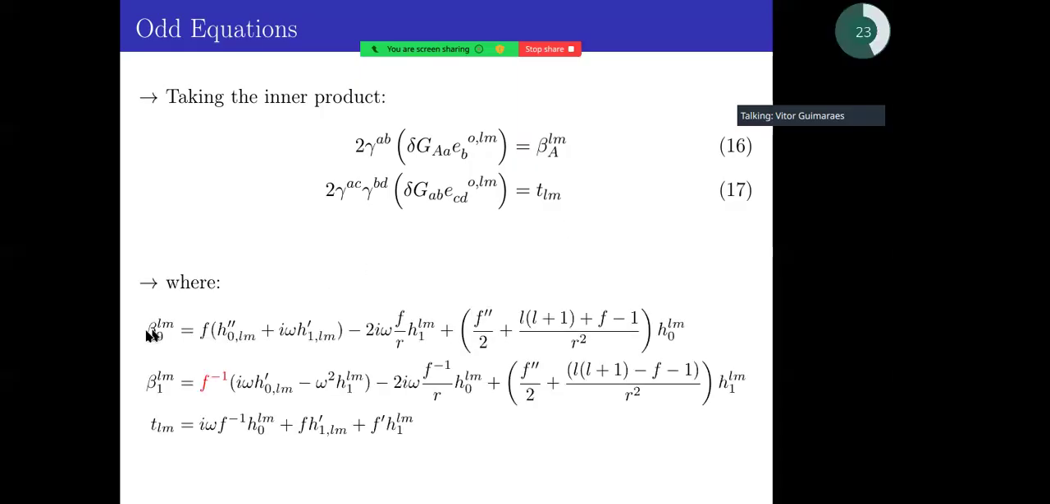Okay, and well, the equations are the same. We didn't change anything. After all, we didn't do anything different. We only changed the notation and the approach, but the mathematics is exactly the same. So the equations are exactly the same as we saw in the previous lecture. So here we have first and second derivatives of the odd metric perturbations, H0 and H1. Here also and here also, okay?